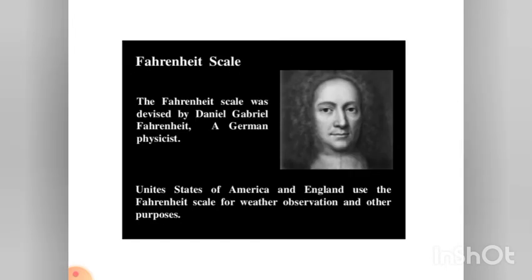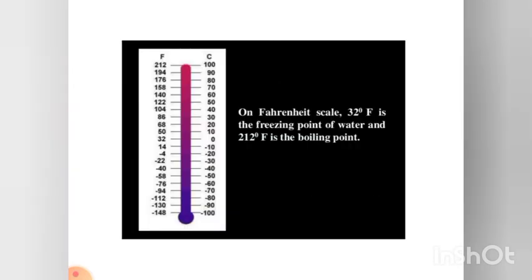Another scale is the Fahrenheit scale, which was devised by the German physicist Daniel Gabriel Fahrenheit. In the Fahrenheit scale, the freezing point of pure water is 32 degrees Fahrenheit, and the boiling point of pure water is 212 degrees Fahrenheit.